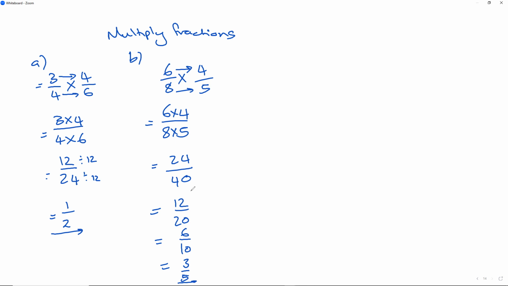Alright, so I'm just simply simplifying. I could go straight from there and simplify. Had I known to divide by 8, I didn't have to go through those simplification steps, but it's fine if I did. My final answer is going to be 3 over 5.